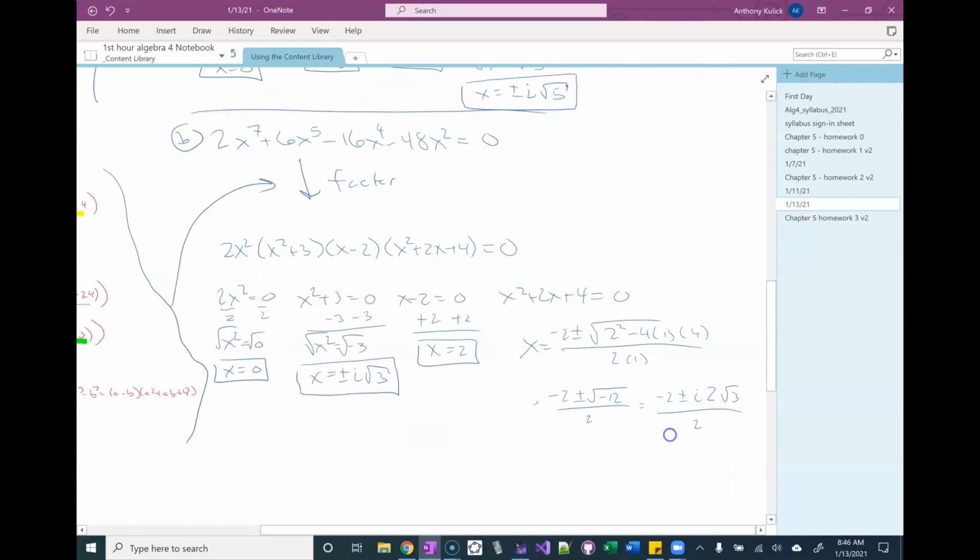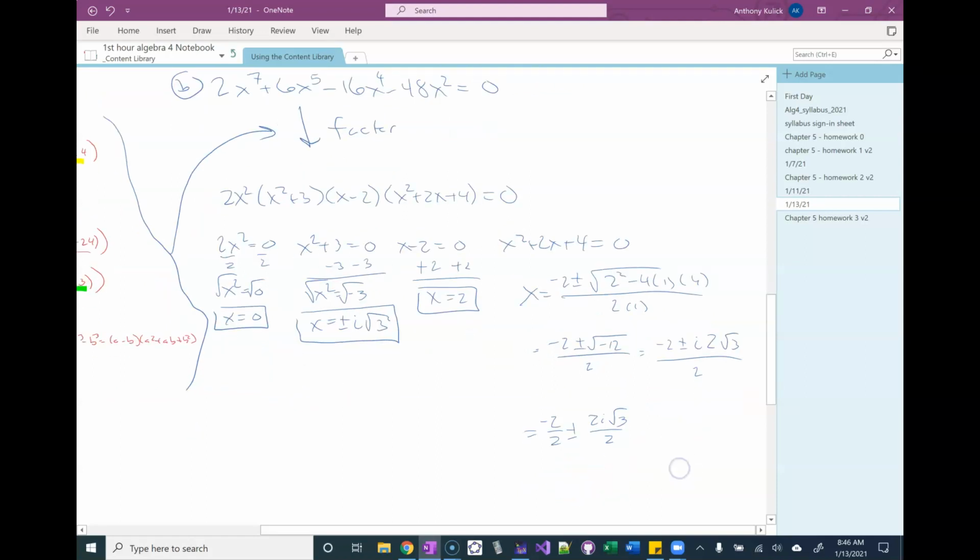So I can rewrite that as 2i square root of 3. And now I can write this as 2 separate fractions and reduce each fraction separately. So negative 2 over 2 becomes negative 1. 2i square root 3 over 2, the 2's cancel, and I'm just left with i square root 3. And that would be our best answer there.